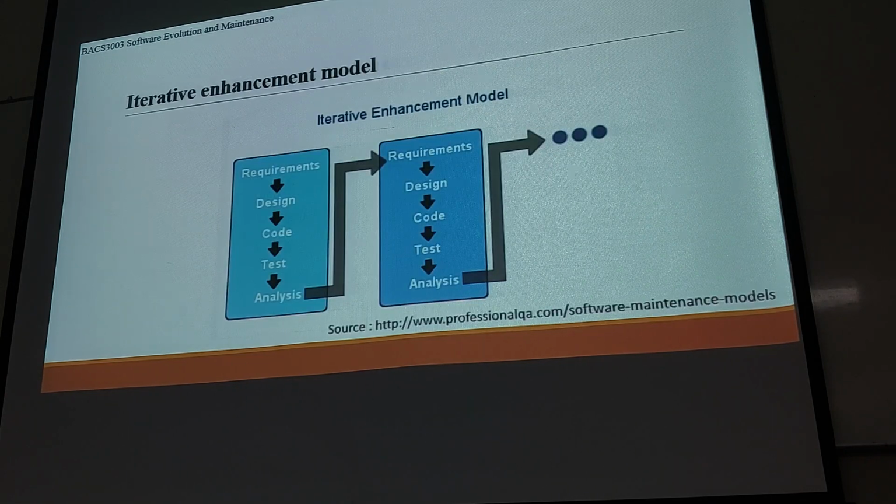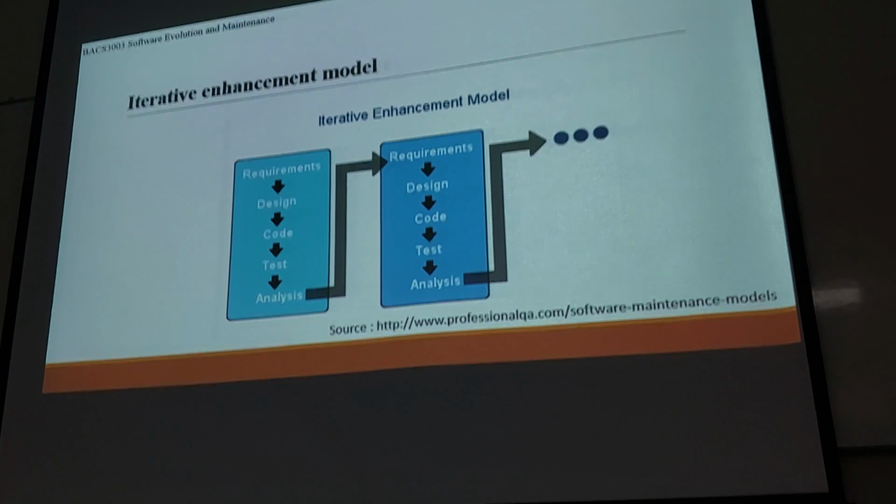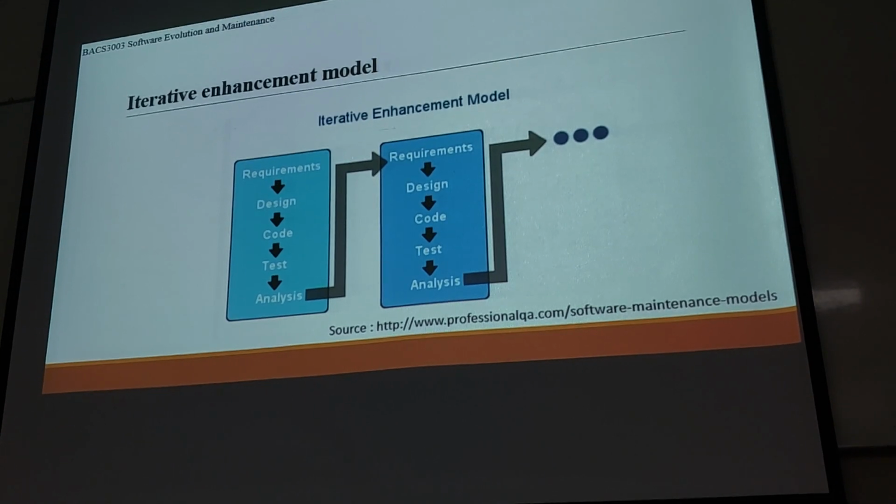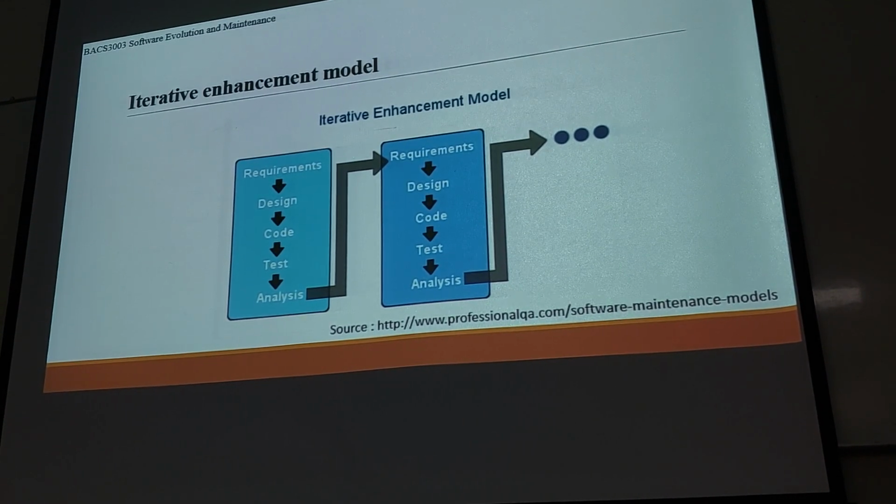Now, another model is called the iterative enhancement model. This is very formal. We follow the Kaizen development approach. Have you studied the Kaizen development approach? Go and find the related topic on Kaizen. It's quite a huge topic. This Kaizen topic follows a formal way of developing, and here in maintenance, it also follows a formal way of steps or phases.